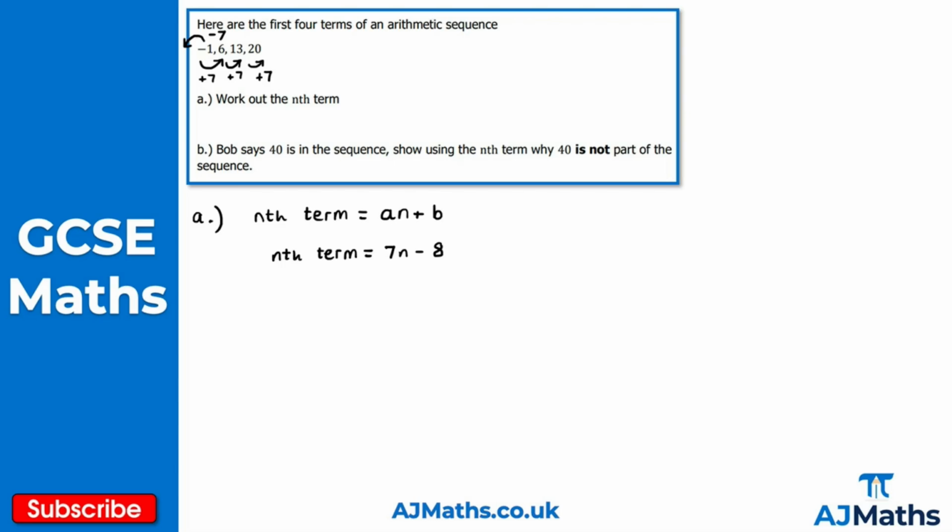So that's part A done. That's the formula for the nth term. Now for part B, it says Bob says 40 is in the sequence, so show using the nth term why 40 is not part of the sequence.